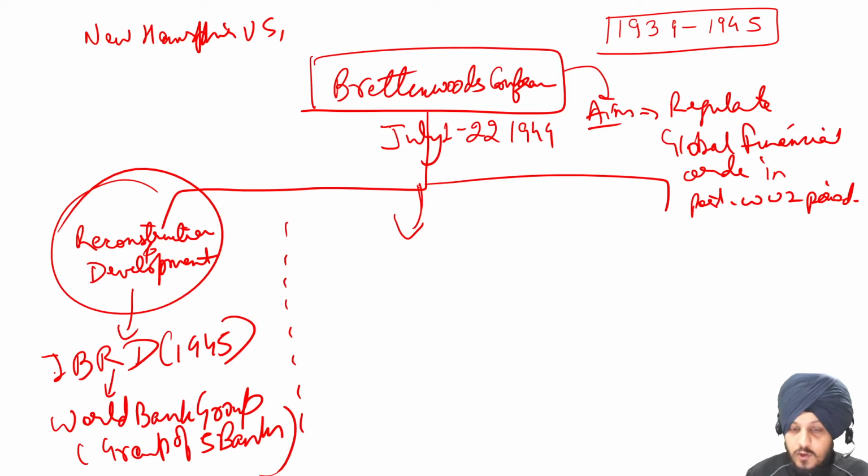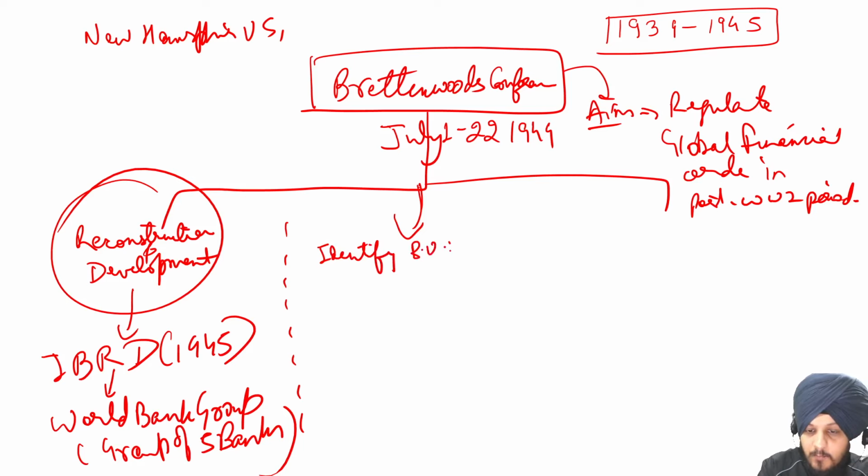Now the second major objective was to identify balance of payment crises and solve them. In order to meet this objective, the International Monetary Fund was formed, which is the IMF.